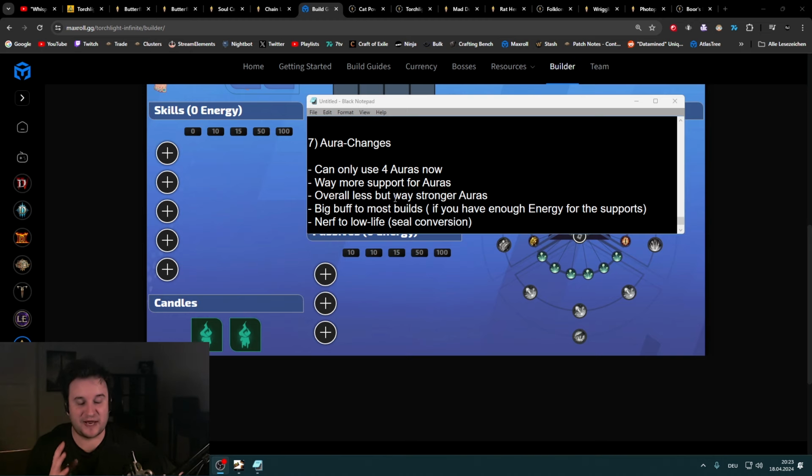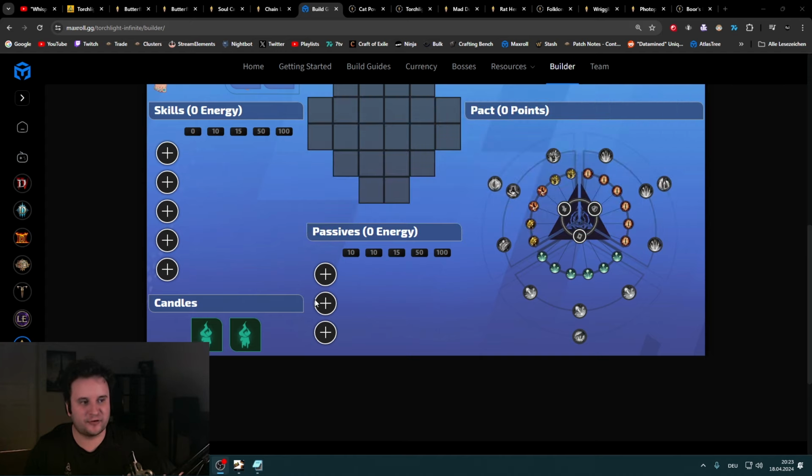And the last change is kind of a big one as well, the aura changes. So you used to have 3 passive slots right here where you could basically put in as many auras as you can fit. If you have enough energy, you could fit like 10, 12, whatever, however many auras in here, and as long as you had the reservation or life reservation, you can fit them all in.